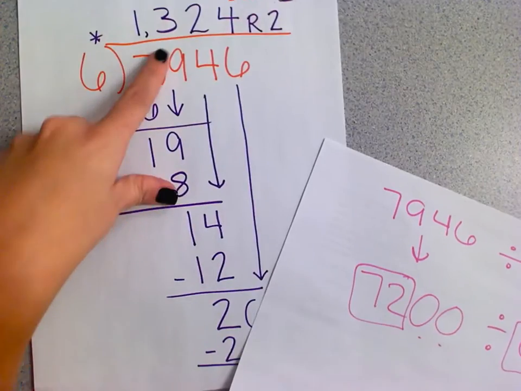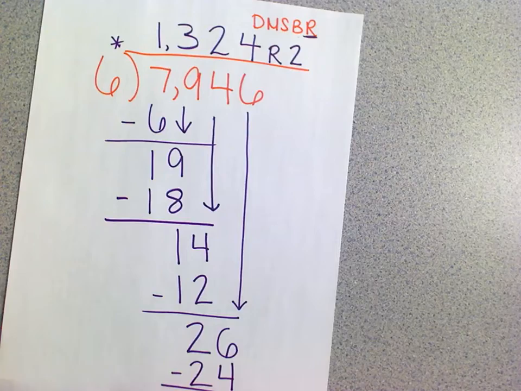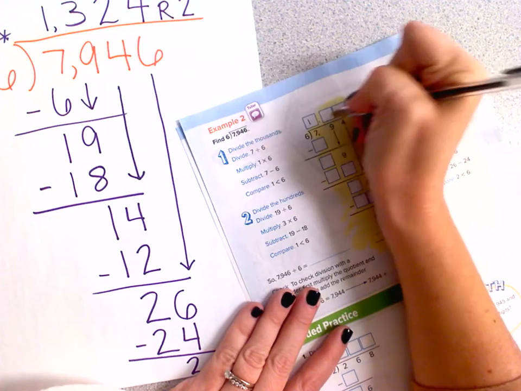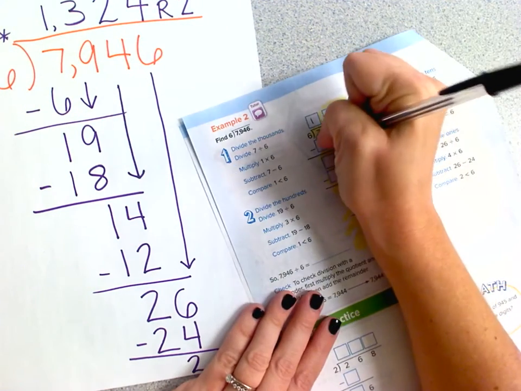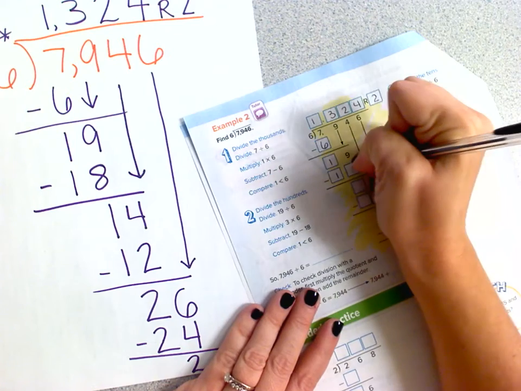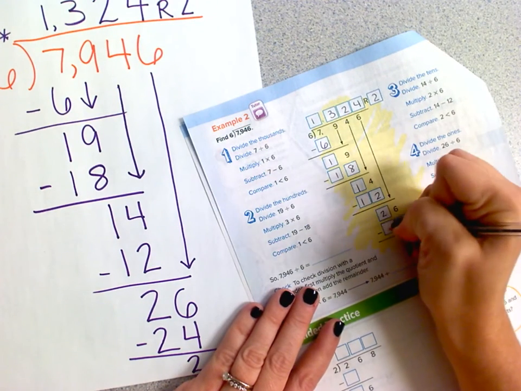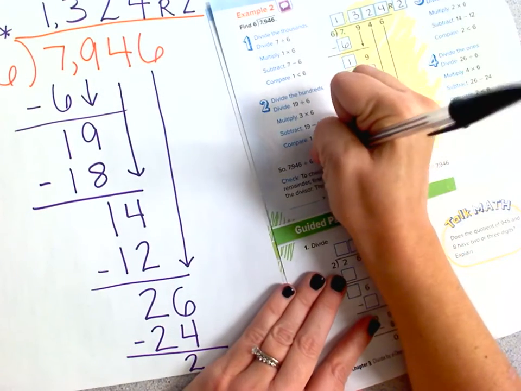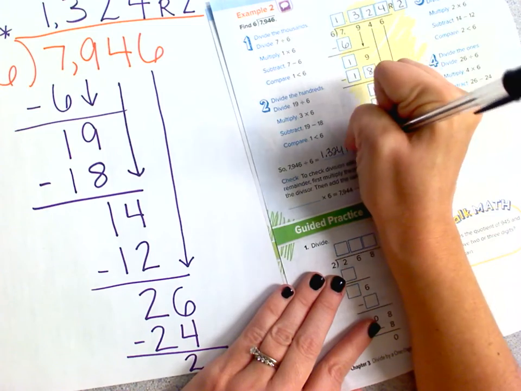Is 1,324 close to 1,200? Yeah, pretty close. So it's probably the correct answer. Let's write it in here. 1, 3, 2, 4. Remainder of 2. My steps along the way looked like this. Okay. And I'm going to write in my answer here: 1,324 remainder of 2.